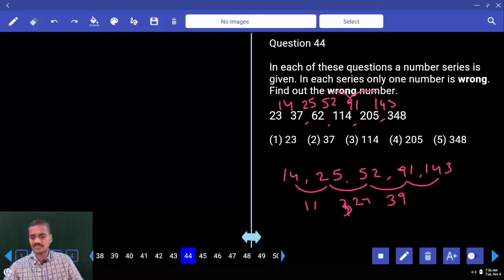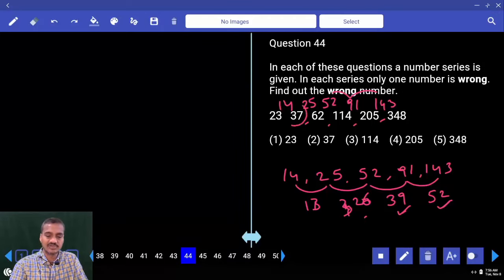The difference is 52. So 52, 39 and 27, the differences must be multiples of 13. Now 13 into 4, 13 into 3, 13 into 2 and 13 into 1. The difference between the numbers must be 14 plus 13, 27 and so on. Hence what is the wrong number we have? 37 is the wrong number, since the differences are multiples of 13.